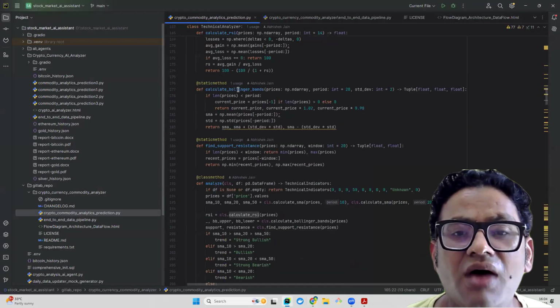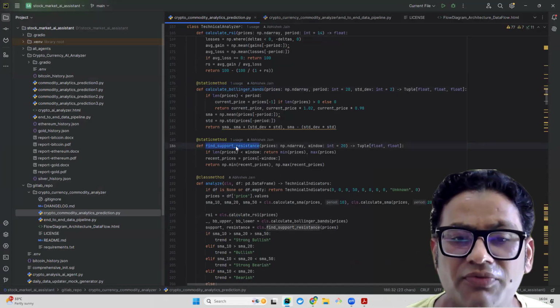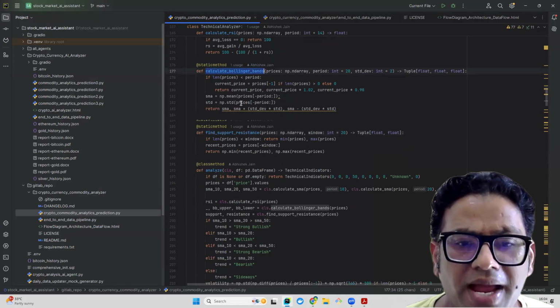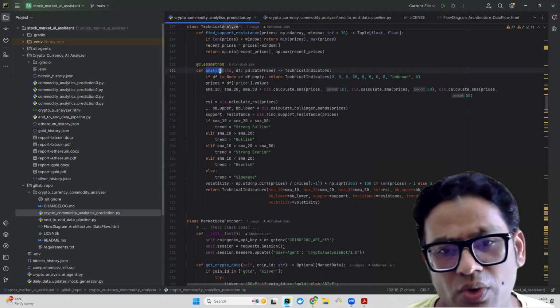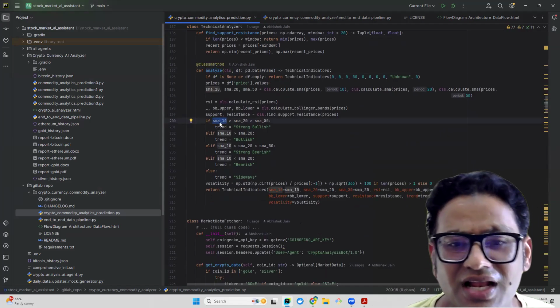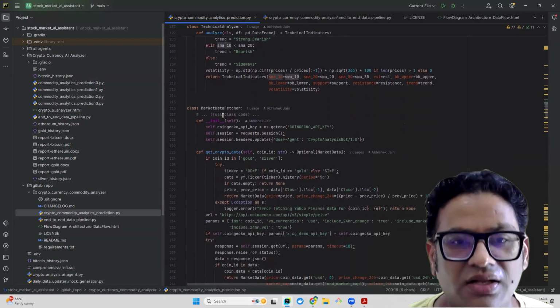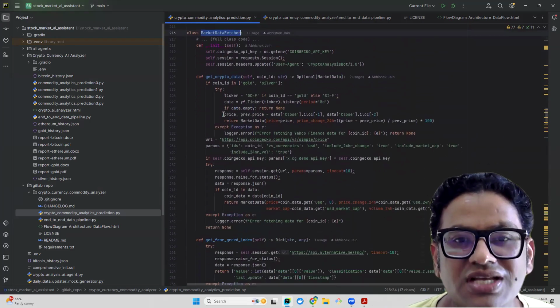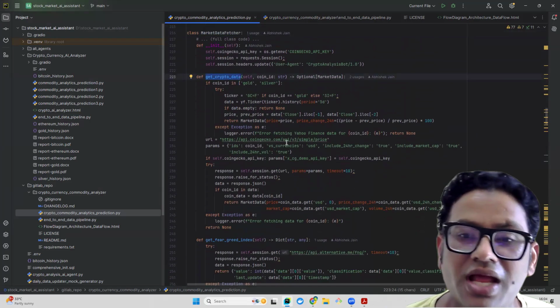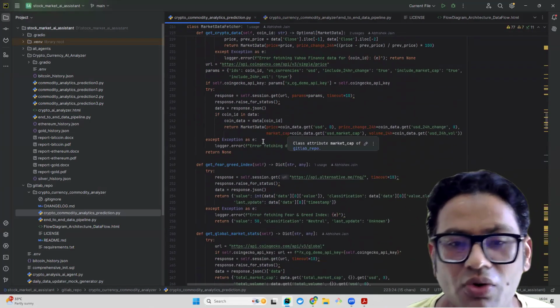So we will be having one method for all these parameters: find support resistance, Bollinger Band. We have an analyze method as well, right? Which is actually doing the SMA related analysis for 10, 20, and 50 minutes. Then we have a market data fetcher, which is actually going to bring the real-time data for any given day, at whatever point in time you are running this.